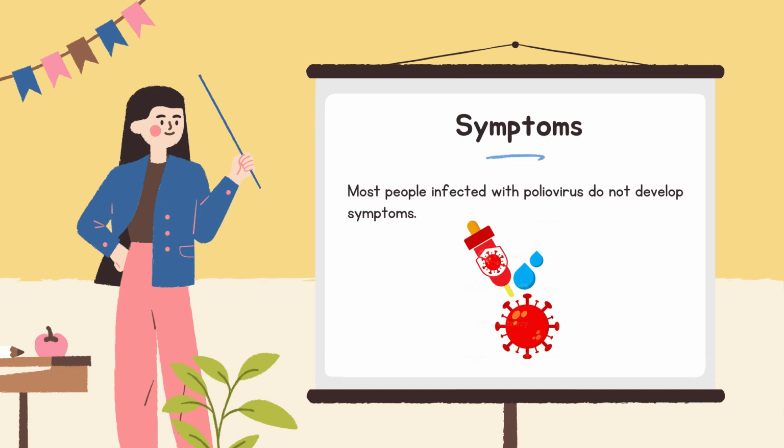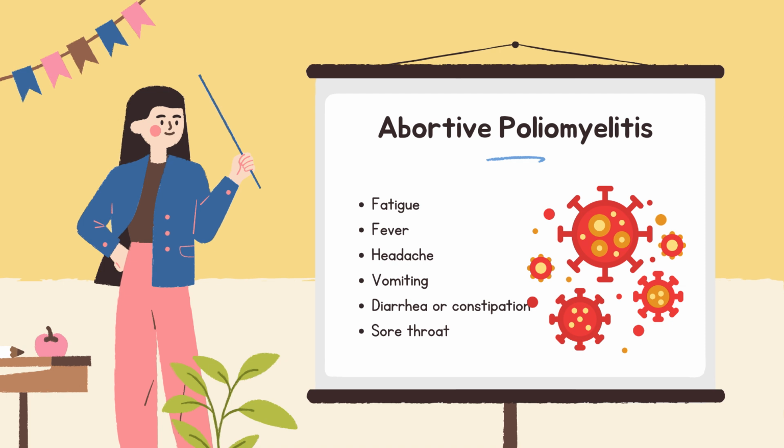Symptoms of polio. Most people infected with poliovirus do not develop symptoms. Between 70% and 95% of cases are asymptomatic. Among those who do show symptoms, the majority experience mild, flu-like illness, abortive poliomyelitis. The most severe form, paralytic polio, can lead to permanent paralysis. Symptoms of abortive poliomyelitis. Abortive poliomyelitis causes mild, short-term symptoms that appear 3 to 7 days after infection and last only a few days. These include fatigue, fever, headache, vomiting, diarrhea or constipation, and sore throat.